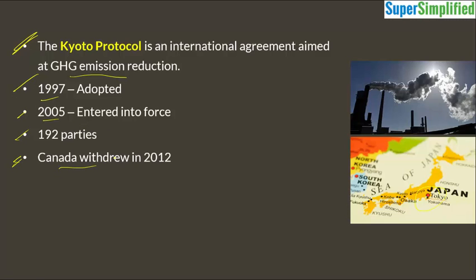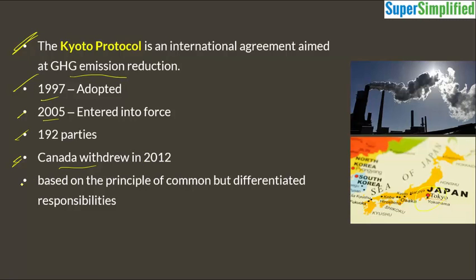And Canada withdrew from it in 2012 because it had some objections. We'll talk about that. And this is actually based on the principle of common but differentiated responsibilities. Okay, so let's understand this particular phrase. This is important. Common but differentiated responsibility. This is also known as CBDR.